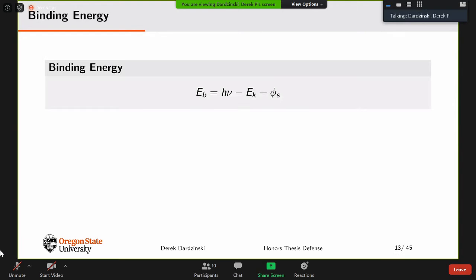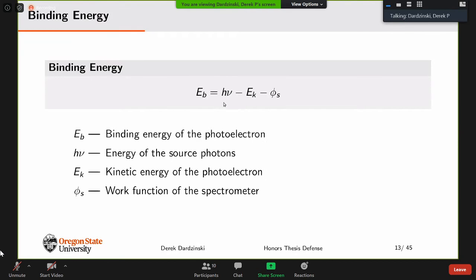Another important thing that we have to define is the binding energy. The binding energy is a function of the energy of the source photons, the kinetic energy of the photoelectrons, and the work function of the spectrometer. The reason we define binding energy is because it allows the peaks from the spectra to show up in the same position, no matter what the source is and what your spectrometer is. So it allows for consistent data points.